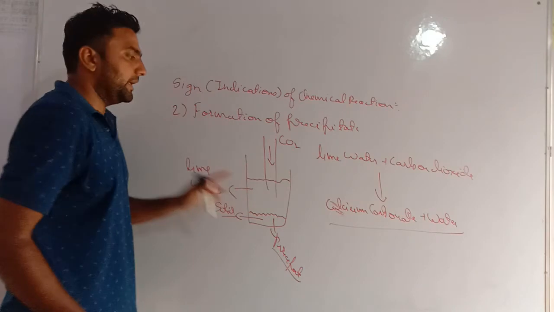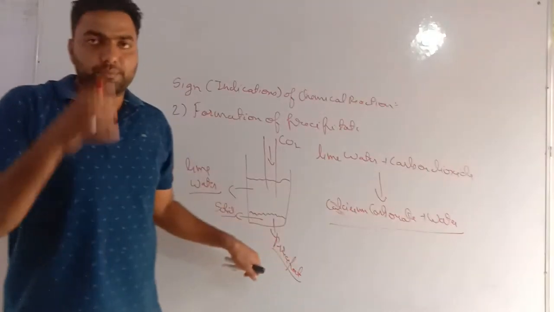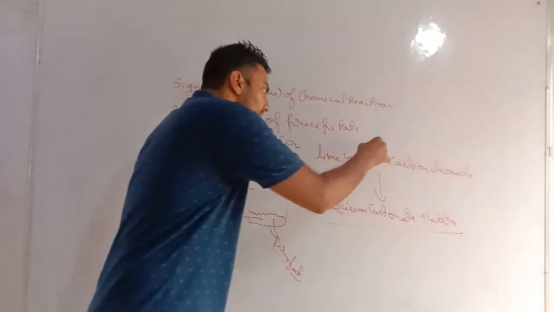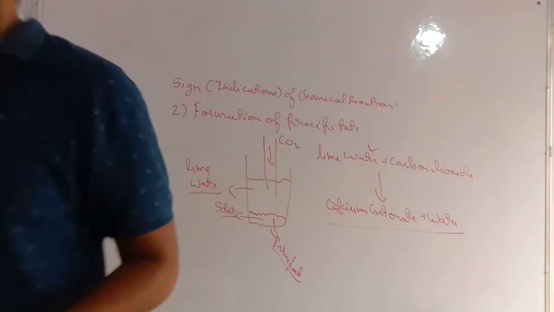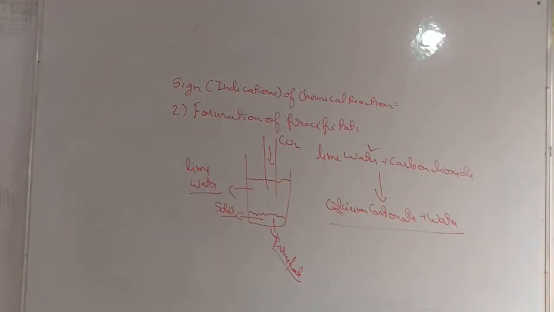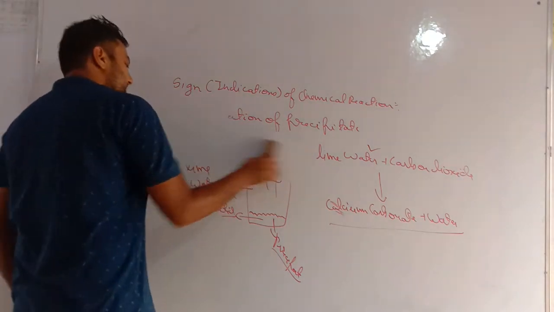And when this precipitate is formed, this calcium carbonate is a precipitate, I get to know yes, this chemical reaction has taken place. So formation of precipitate is also a hint or indication that a chemical reaction has taken place. Third one is change in color.